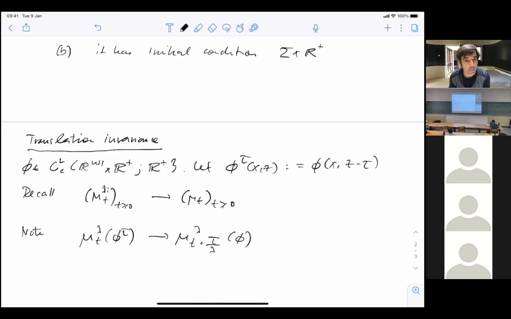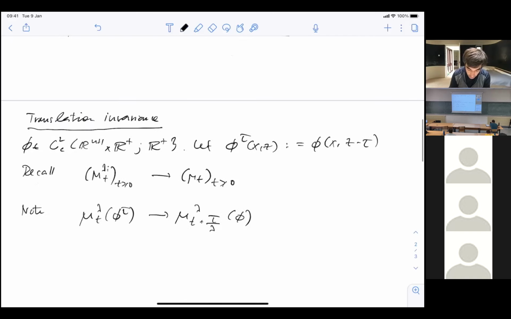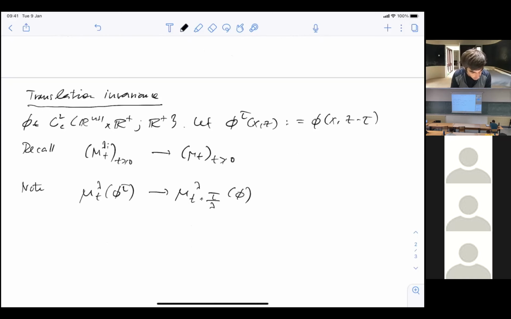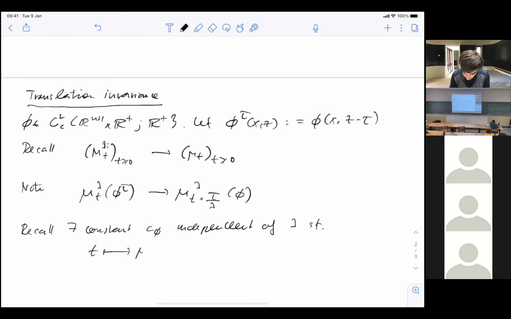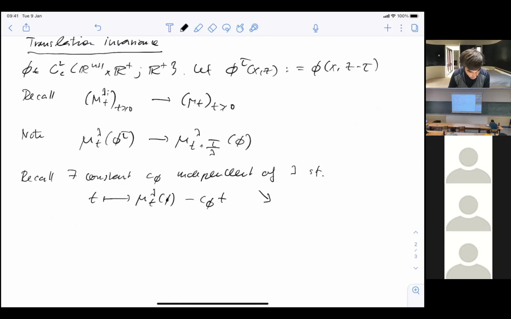You just wait the right amount of time for the translating solution to go downwards, and that is the same thing as first shifting the test function upwards. So this is really using the translation invariance of the approximating solutions. Now recall, what do we know? Recall there exists a constant c phi, which is independent of lambda. Remember, that depends just on the area bounds, such that t maps to mu lambda t of phi minus c phi t is decreasing in time. Remember, that was the crucial thing that we also used for the compactness.